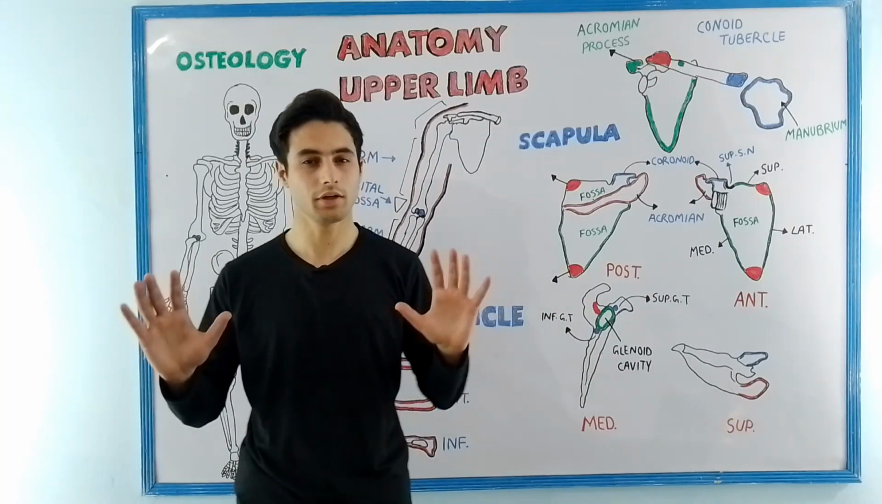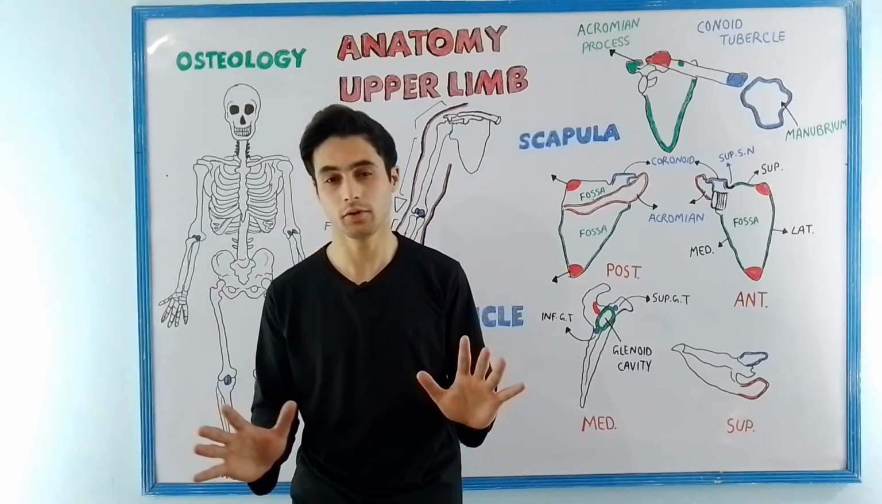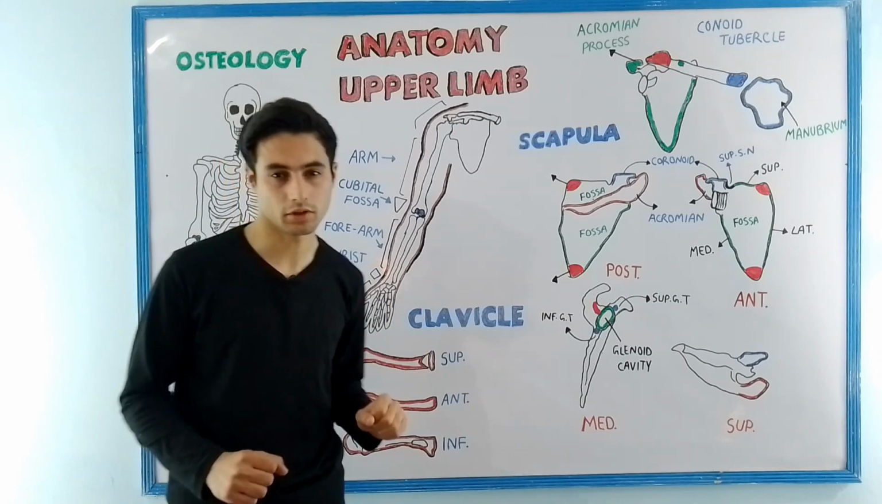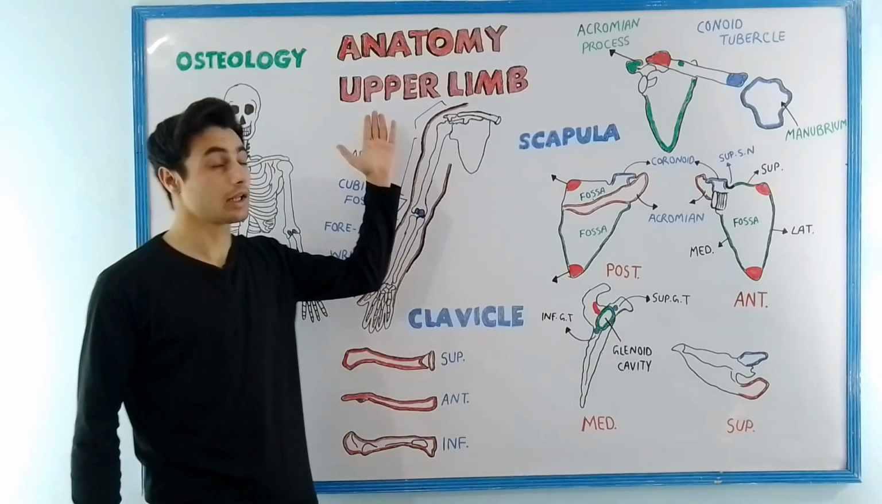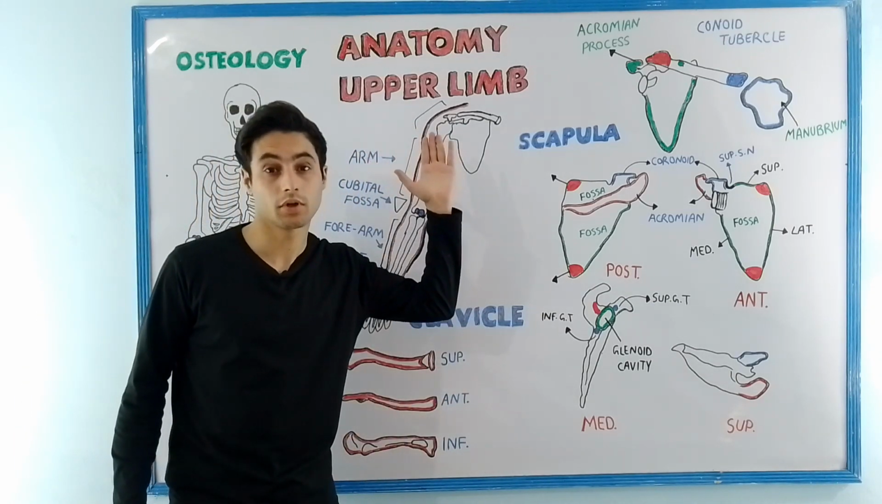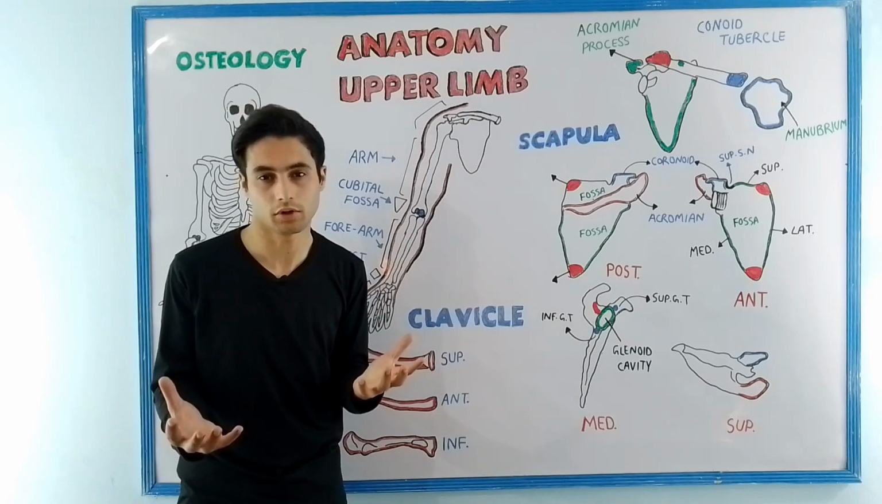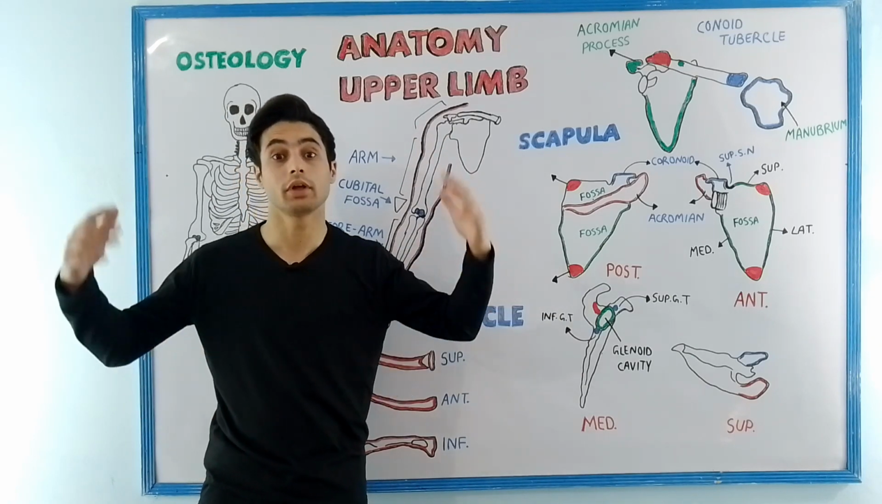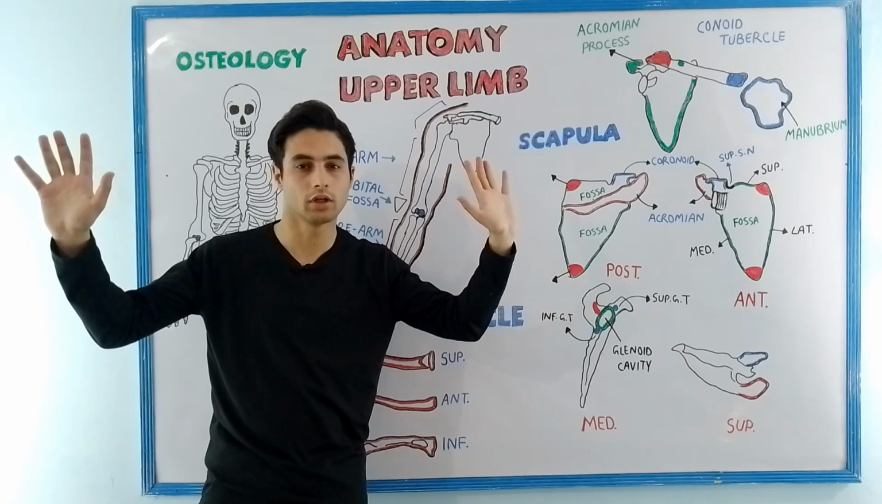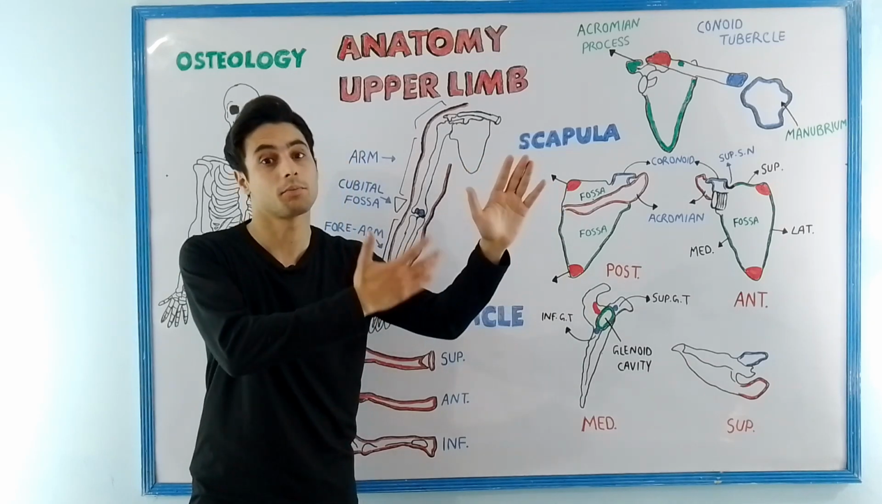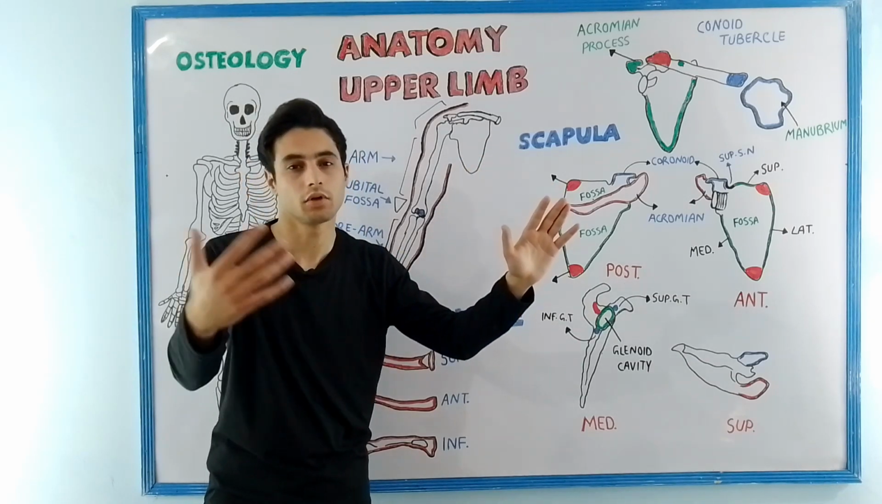Hey everyone, this is Dr. Kazi, and in the next few series of videos, we're going to learn everything about the anatomy of the upper limb. Now, what is upper limb? Upper limb is your upper extremity of your body. It is also known as the upper appendages or the forelimbs.